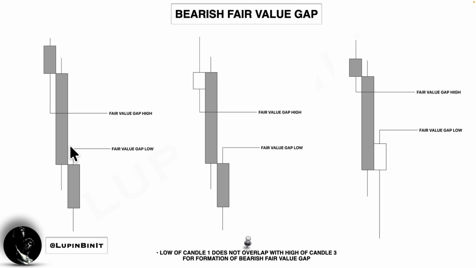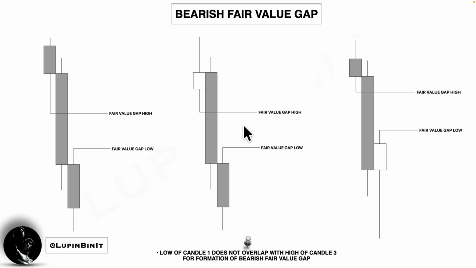So paying attention to the schematic on the very left being a bearish fair value gap, 3 candle formation, candle 1, candle 2, and candle 3. So the low of candle 1 does not and should not overlap with the high of candle 3 in order to have the formation of the bearish fair value gap. The range in between the low of candle 1 and the high of candle 3 is your fair value gap, being this range right here. And the same applies for the other two schematics.